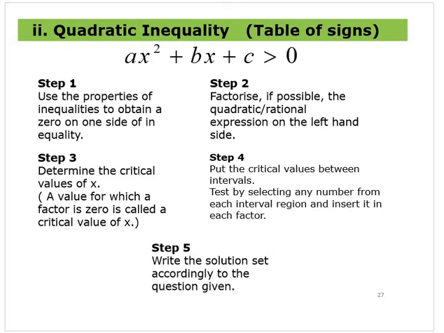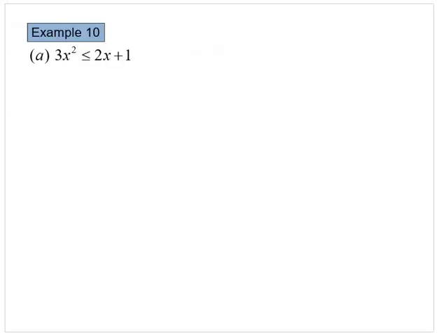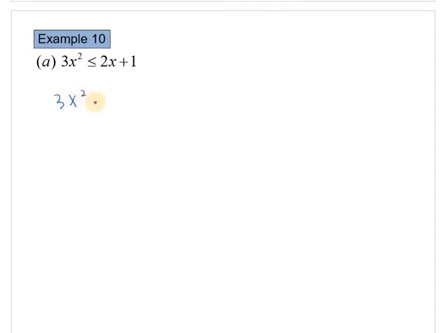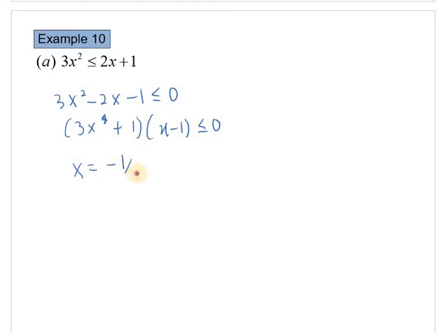Okay, so let's go to question number 1. Okay guys, this is actually the same as the previous question. We want to test it by using the table of sign. First we need to bring everything to one side. 2x minus 1 less than or equal to 0. Factorize: 3x plus 1 and x minus 1 less than or equal to 0. Now we have the critical points x equals negative 1 over 3 and x equals 1.